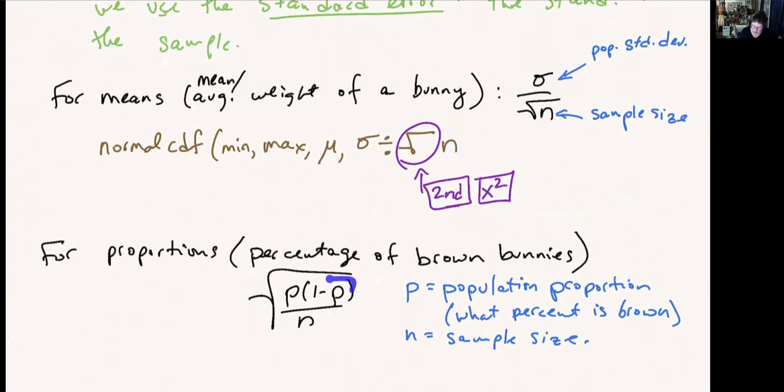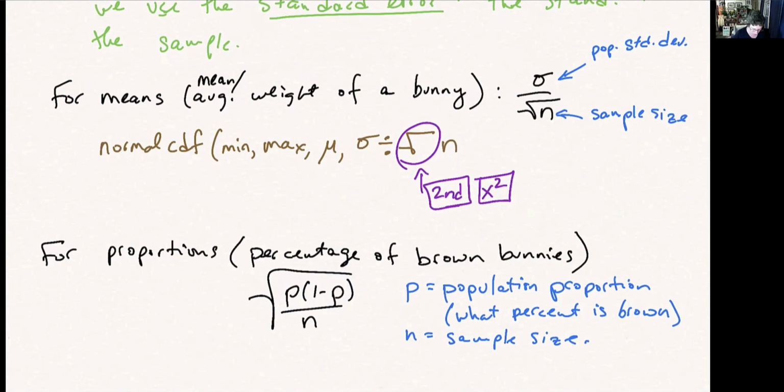So notice what's happening up here in the numerator, in the top. We're taking the population proportion and multiplying it by the complement. That 1 minus p is the complement. If 20% of the bunnies are brown, the complement is going to be 80%. So these two decimals should always add to 1. But you don't have to worry about doing that math because we can put it all in our calculator together.